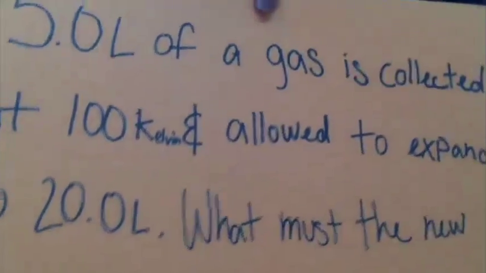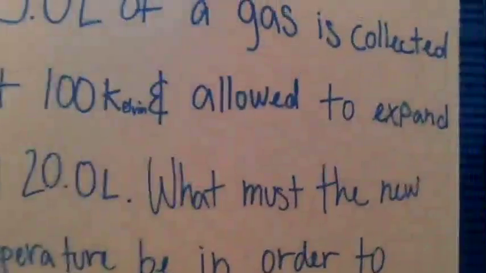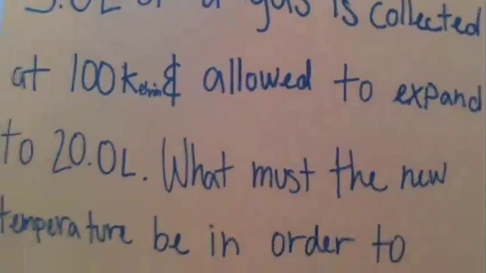Here's an example problem to help you understand this a little better. 5 liters of a gas is collected at 100 Kelvin and is allowed to expand to 20 liters. What must the new temperature be in order to maintain the same pressure?